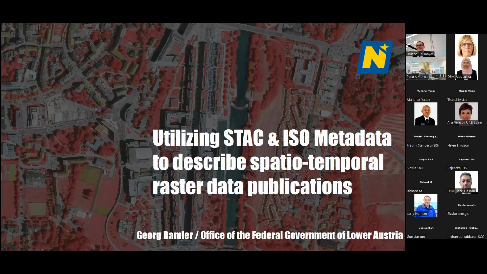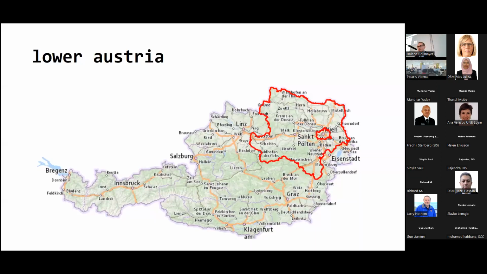Hello again, and thanks for my second talk. For those who don't know, Lower Austria is the area around Vienna. It's one of 9 provinces in Austria, and from the area it is the largest province.